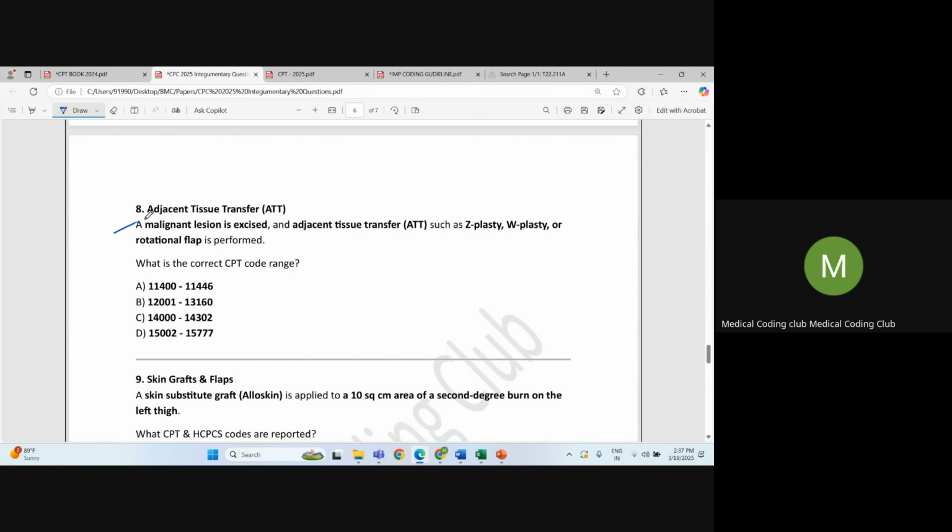Next, ATT procedure they have performed. So you should be aware of the ATT coding guideline. They will be performing excision, and after that they will be doing ATT. So you have to code only the ATT procedure. Here they were just asking about the range of ATT, so you can select option C.